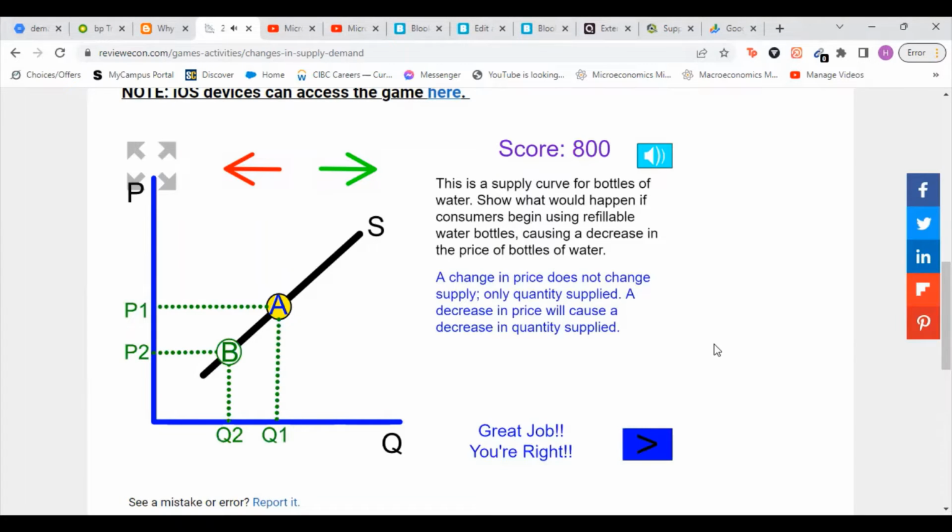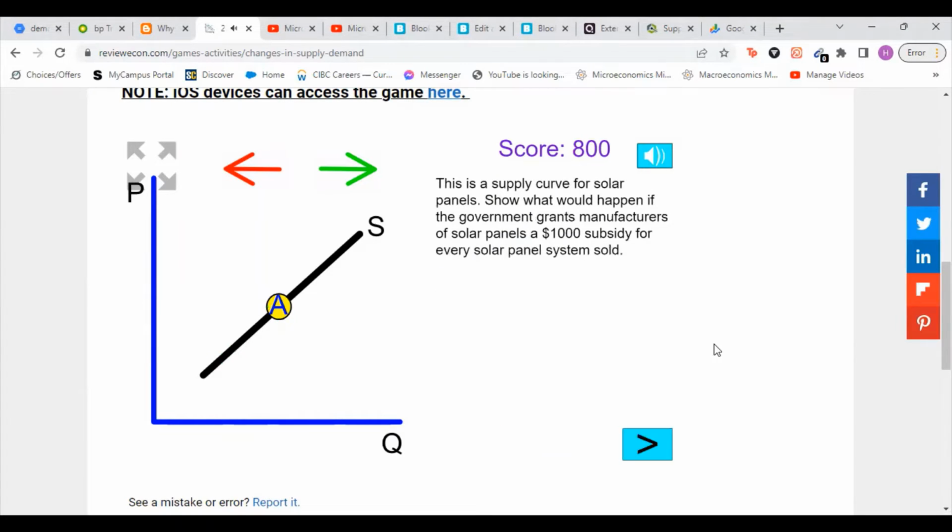Great job. So then this is a supply curve for solar panels. So what would happen if the government grants manufacturers of solar panels $1,000 subsidy for every solar panel system sold? So what would happen if they had a subsidy? What happens? Yeah, that's great. You got it.